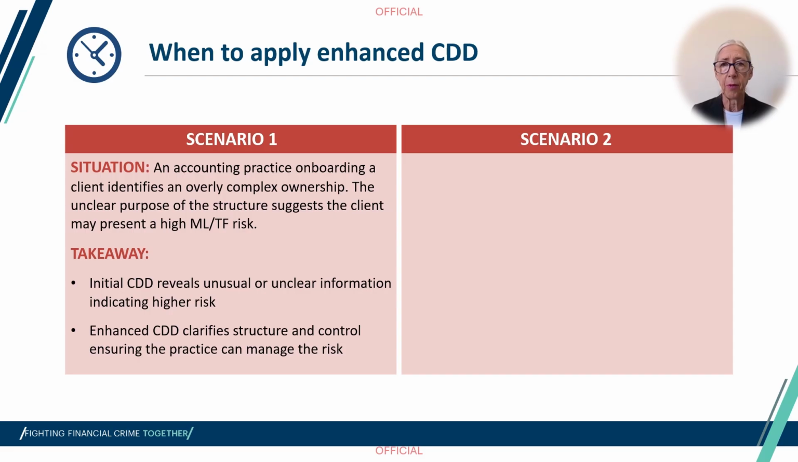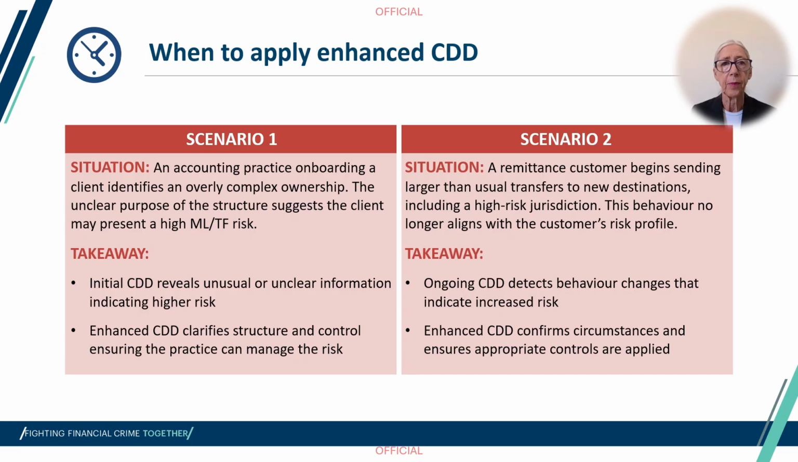Again, let's look at a practical example. A remittance business is monitoring an existing customer who previously sent small routine payments to family members overseas. Over time, the customer begins sending larger transfers to new overseas destinations, including a jurisdiction that has been identified internationally as high risk. This change in behaviour suggests the customer may now present a high MLTF risk.